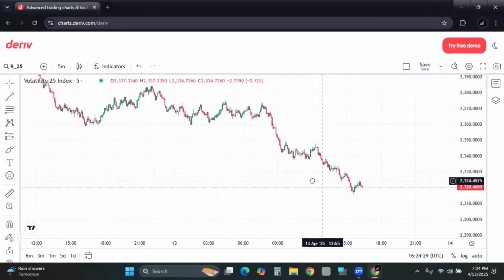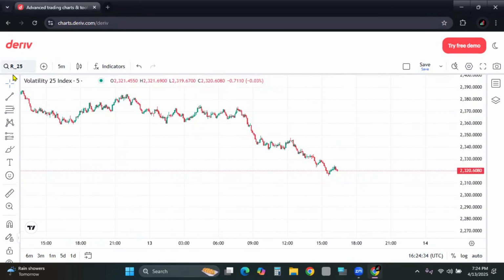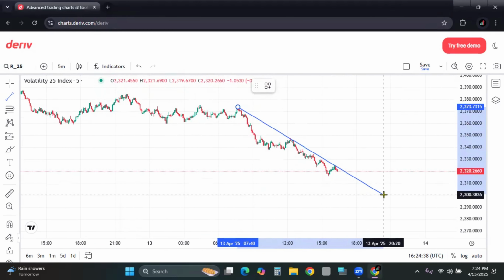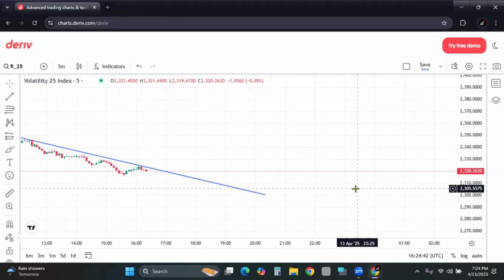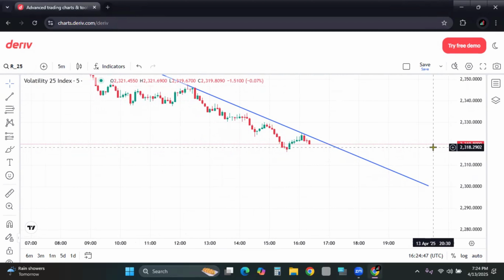So here we are on the 5 minutes time frame. And we have a good downtrend, guys. This is a very nice downtrend. Yeah, I think this one is a perfect entry, guys. Let me just put the trade now before that opportunity goes away.